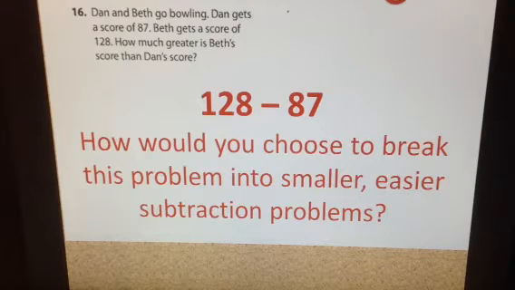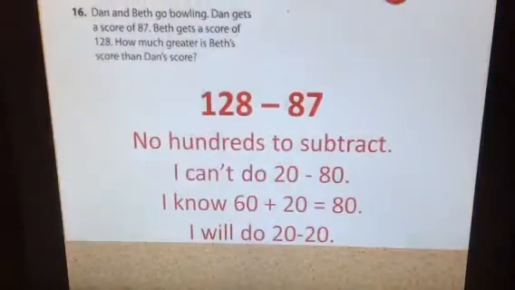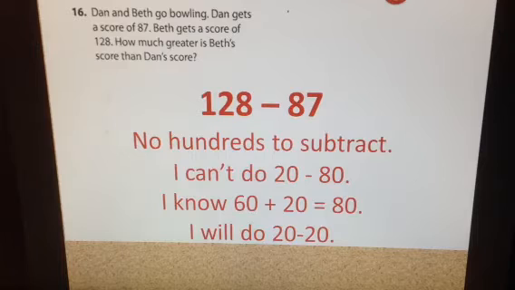How would you choose to break this problem into smaller, easier subtraction problems? There are no hundreds to subtract, and I can't do 20, that's the tens column, minus 80, that's the tens column here. I can't do 20 minus 80, but I know that 60 plus 20 equals 80, so I can take away 20 to start, 20 minus 20.